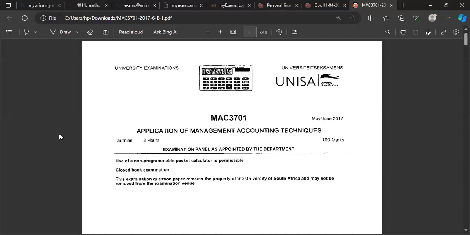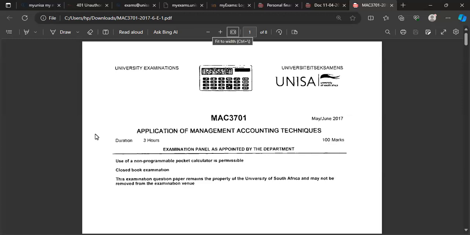We are going to do so today by looking at the May-June 2017 paper, which was your choice, and we're going to start off on question 1, trying to bring out the important things. Remember, if you don't remember anything today, just remember the concepts and the principles, because that's what they are going to be checking. How are you applying these principles? That's what they are basically checking.